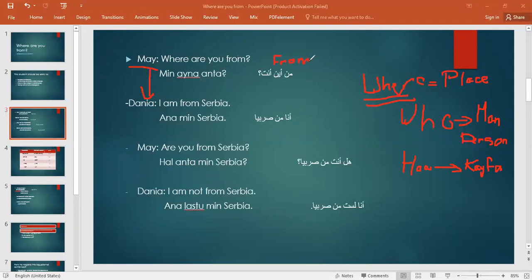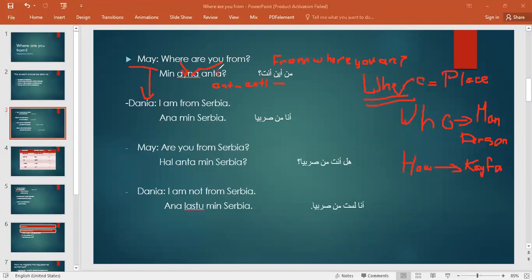Because in Arabic, we have to start with from. Let's write it over here: from where you are. Let's first demonstrate, before we start with from, what does where mean? Where we use it to ask about a certain place a person comes from, or from which country a person comes. So where means aina. And we have you. You is anta or anti. But look here, we notice that May is talking to Dania. So what do we use? We use anti. So aina anti.